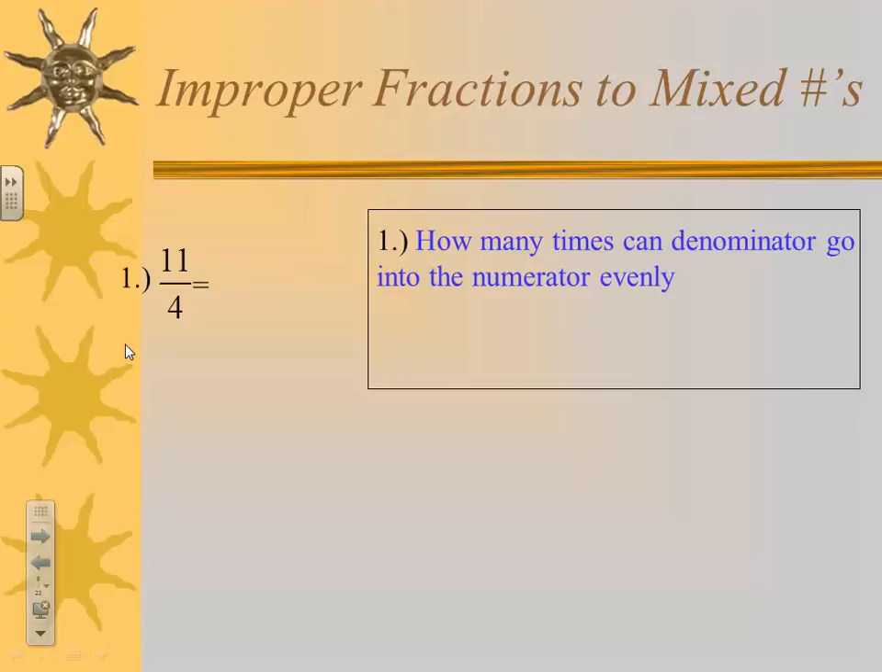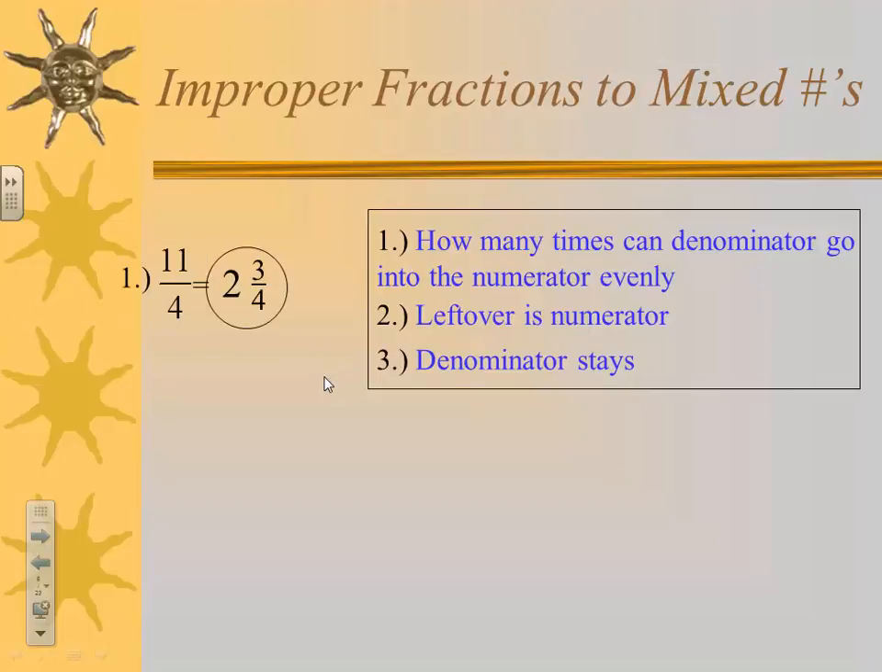The first thing we say is how many times can a denominator go into the numerator evenly? So how many times will 4 go into 11 evenly? 4 goes into 11 twice. Okay, so that's our whole number. How many are left over? 4 times 2 is 8. So from 8 to 11, how many is left over? There's 3 left over. That is the numerator. And you may have guessed it, the denominator stays the same.